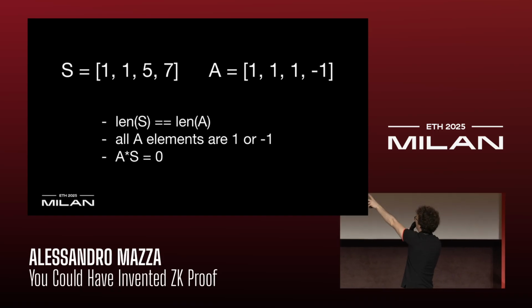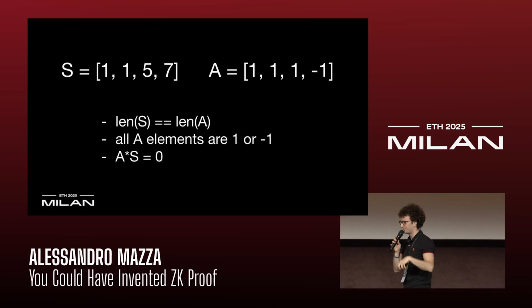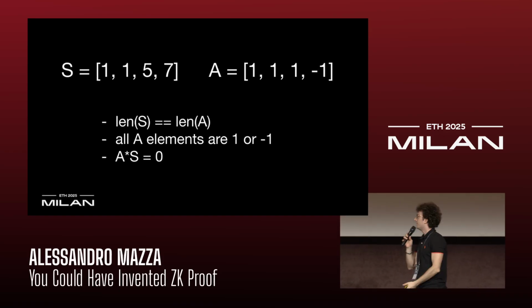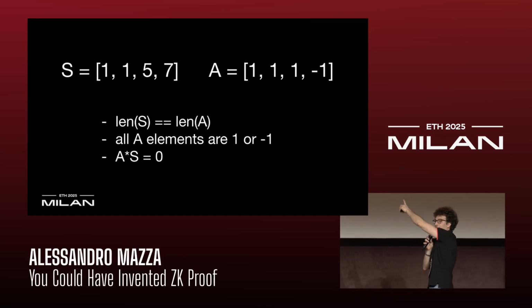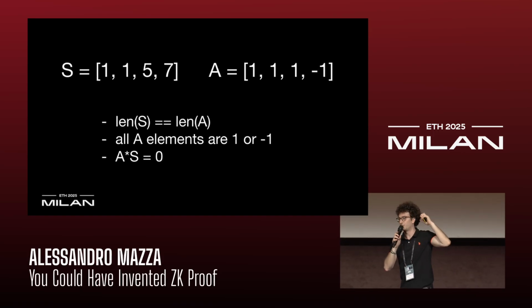We can do this: 1 times 1, 1. 1 times 1, 1, so 1 plus 1, we are at 2. 5 times 1, 5, plus 2, so we are at 7. And then 7 times minus 1, minus 7, plus 7, 0. So A satisfies all three constraints. And so that means that A is a valid solution for the partition problem. So we just tweak the problem.